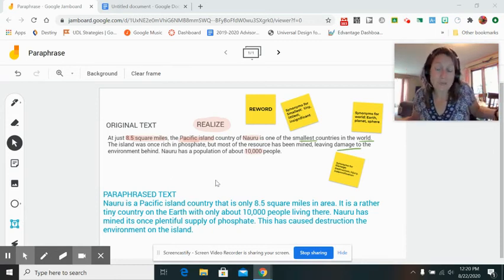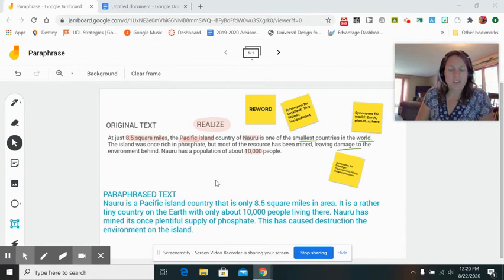So my last one is to recheck it. So when I read through this, I want to make sure that my meaning in my rewrite matches the meaning the author wanted to express in the original text. Nauru is a Pacific island country that's only 8.5 square miles in area. It is a rather tiny country on the earth with only about 10,000 people living there. Nauru has mined its once plentiful supply of phosphate. This has caused destruction to the environment on the island.